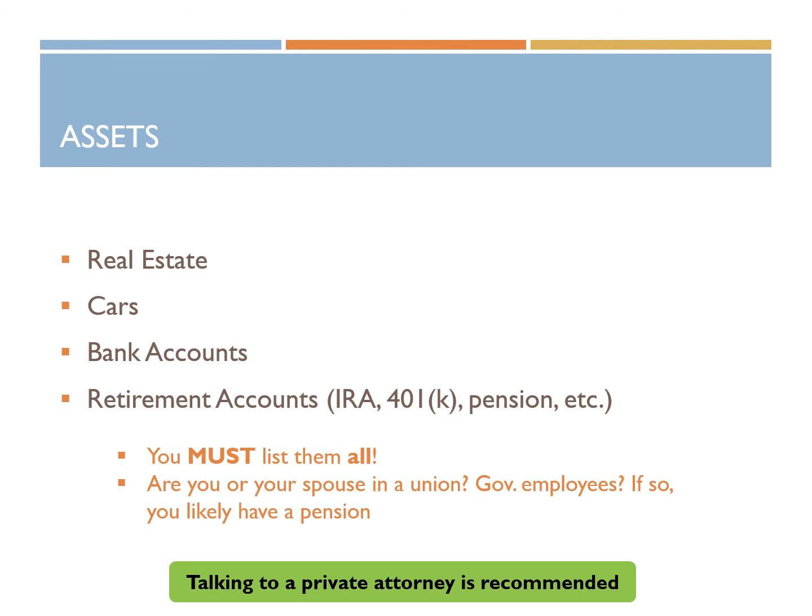For IRAs, 401ks, or 457 accounts, your company can give you a good estimate of the account's value. If you and your spouse disagree about these accounts, you will need additional information. For pensions, you will likely need to get a professional assessment to determine the value. Remember that even if you want the other person to keep their retirement or they want you to keep yours, you need to list these accounts on your divorce forms.